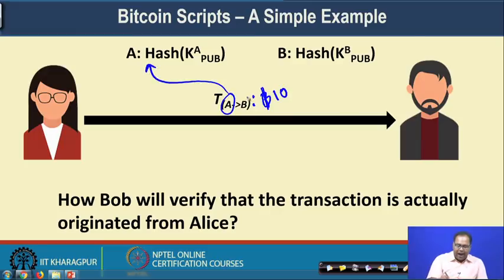this A and B correspond to the addresses, and as we know these addresses come from the hash value of the corresponding public keys. Now, the question is how Bob will verify that the transaction actually originated from Alice. If the transaction actually originated from Alice and this is not a forged transaction, then Bob can spend these 10 Bitcoins in another transaction.